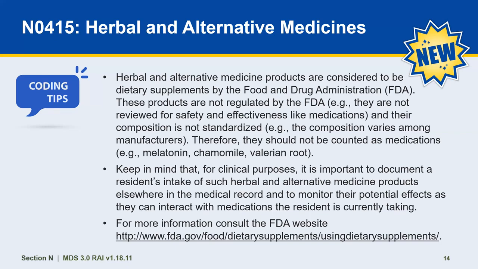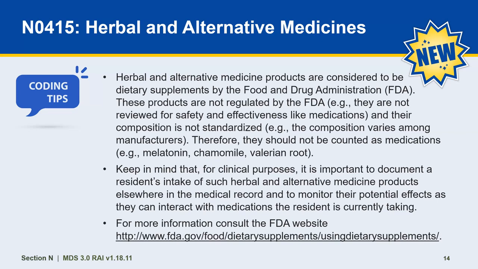Herbal and alternative medicine products are considered to be dietary supplements by the Food and Drug Administration. These products are not regulated by the FDA. Therefore, they should not be counted as medications. Examples would include melatonin, chamomile, and valerian root.